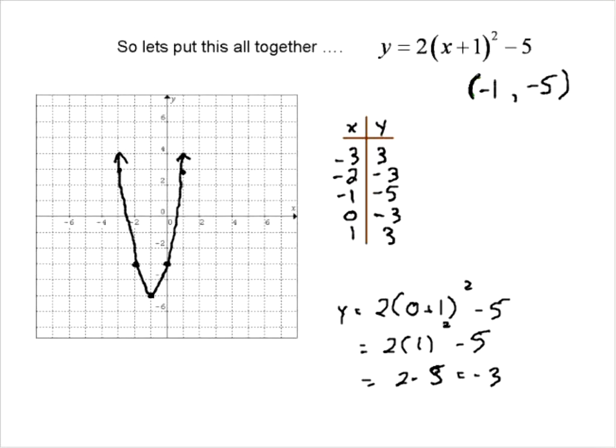We know that it's opening up. This has been stretched, so it's a vertical expansion. It's been shifted 1 to the left and 5 down. Our axis of symmetry is right down this line. X equals -1. And we know all the information we need to know about this parabola. And it all comes from that lovely equation.